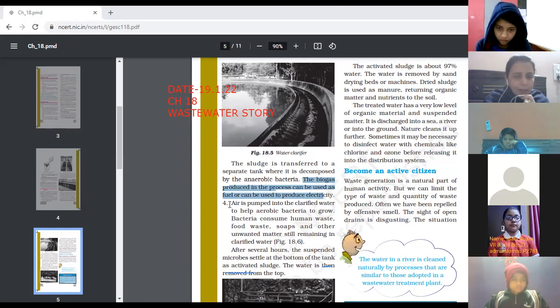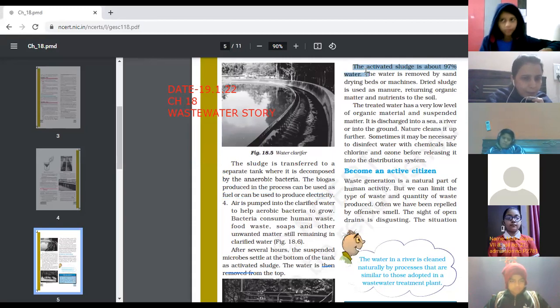So now what is activated sludge? We had clarified the water by pumping the air, and that pumping of air is done to remove the soap, other waste, and food material. So activated sludge is almost 97% water. Kindly write down or mark it. You may get this question in 1 mark or in MCQs: how much percentage of water is there in the activated sludge? It is 97% water.